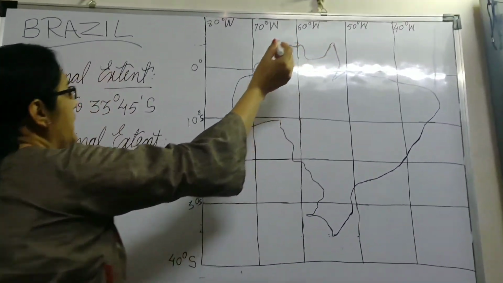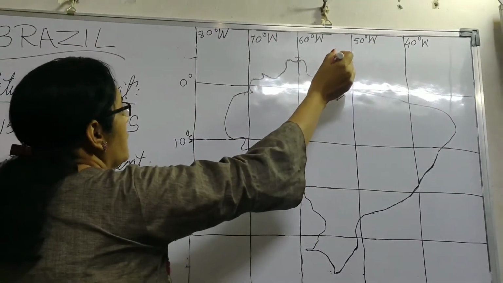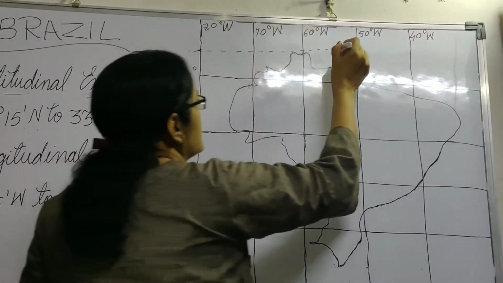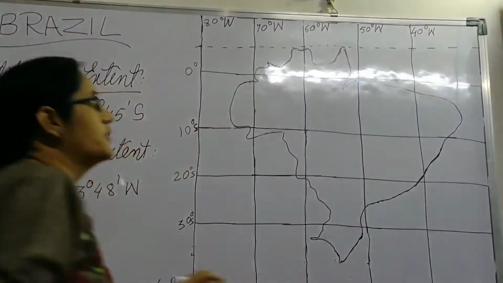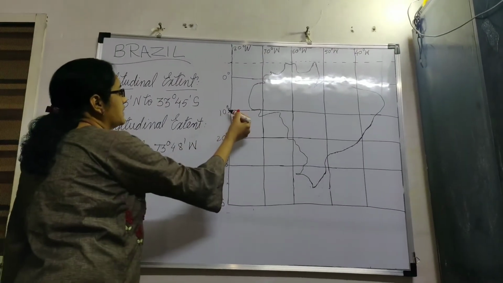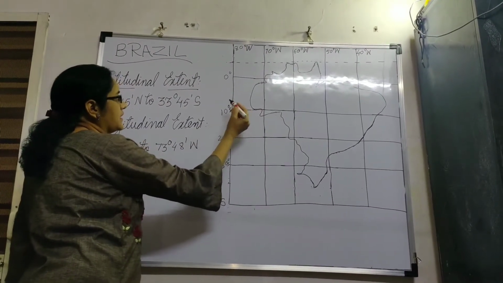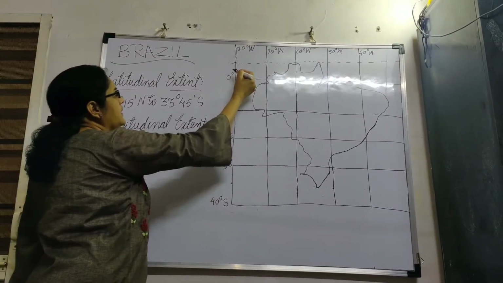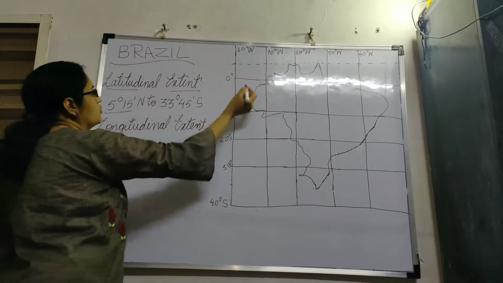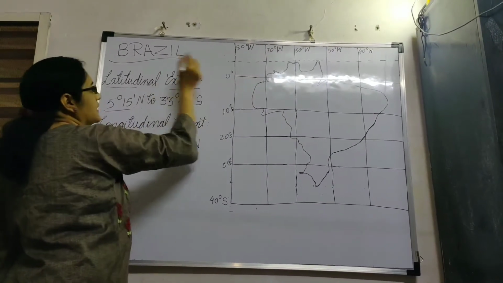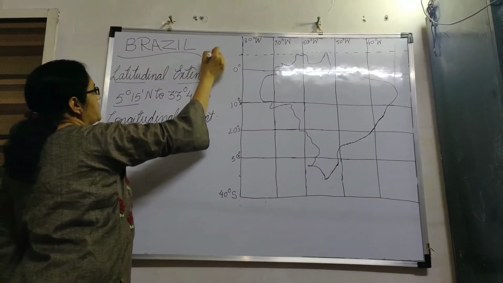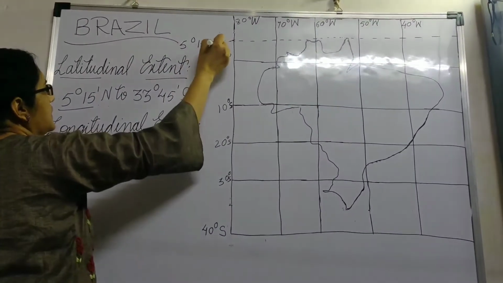For finding the latitudinal extent, find the last end of this and put a dotted line. This is not at all necessary, but just for you to understand the concept, I am drawing this dotted line and checking where it is. This is 10 degrees south, 0 degree, and a little above the 0 degree. So I can write here that the latitudinal extent of Brazil, this is the map of Brazil, begins from 5 degree 15 minutes north.